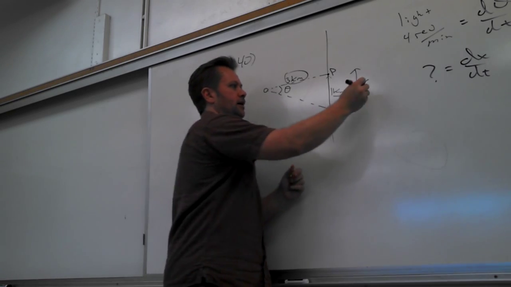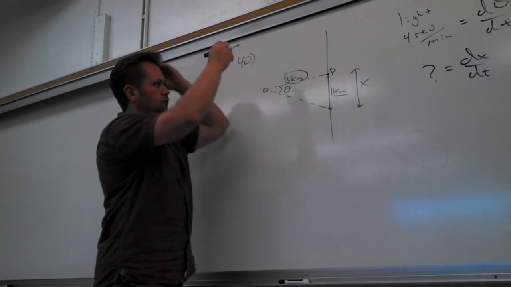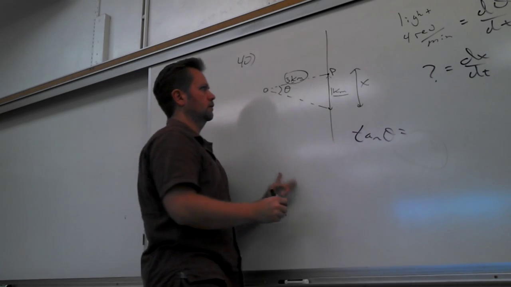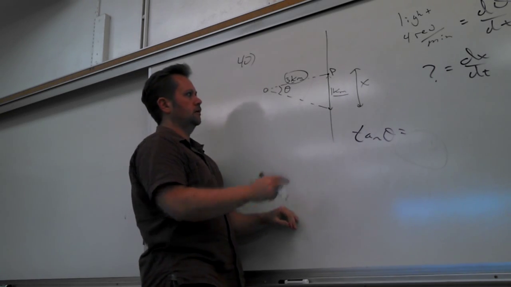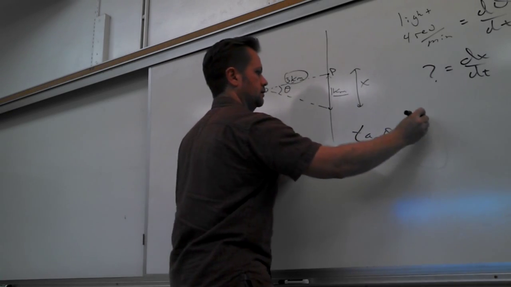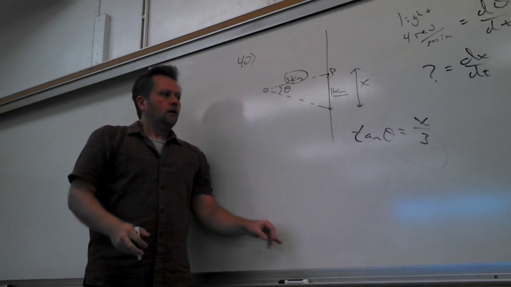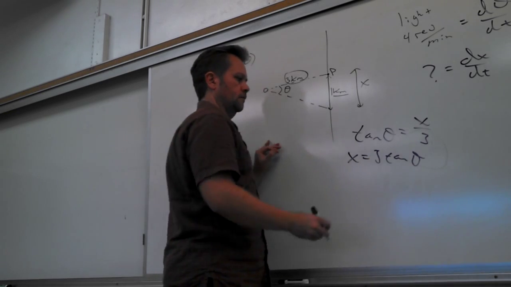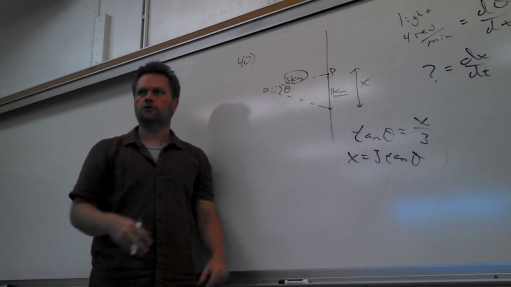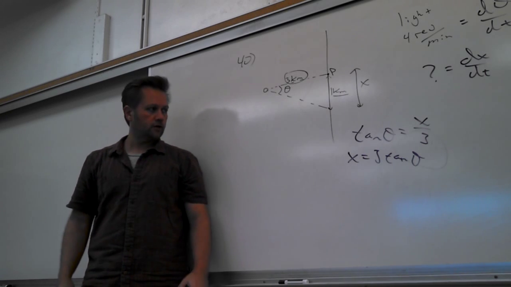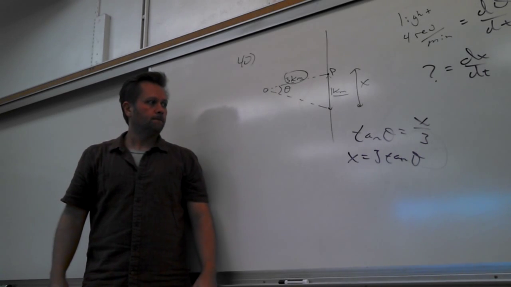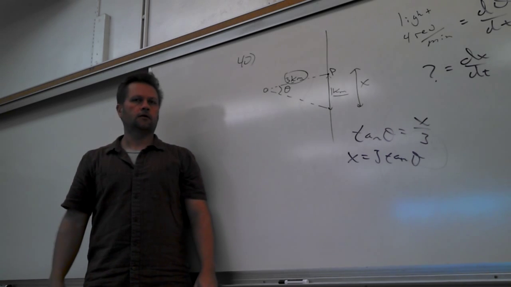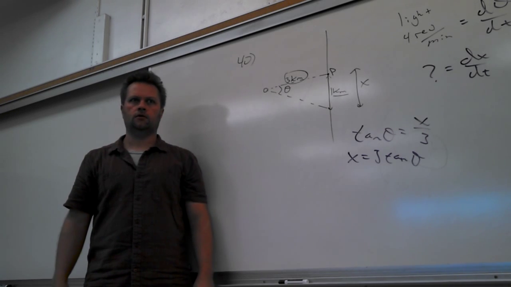So what they're asking me for is dx dt. What's the relationship? Tangent theta would equal what? Yeah, x over 3. And then take the derivative. To get the 3 out of there so it's a little cleaner, or it doesn't matter if you do or not, it's just a constant, it just travels wherever it is. Take your derivative.